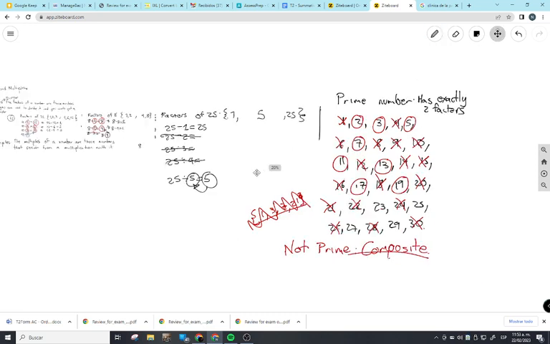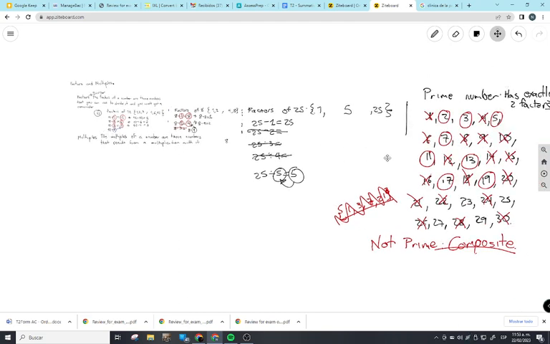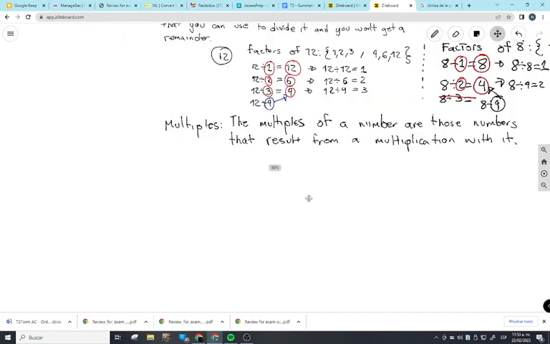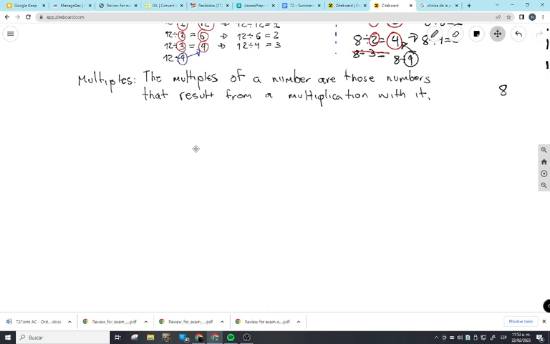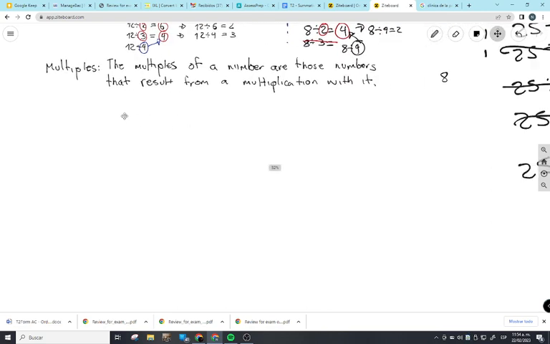Okay, but that's it for the concept of factors and also for prime numbers. Look at this beautiful increasing F letter. So let's go back to this definition that I had prepared. Okay, multiples. The multiples of a number are those numbers that result from a multiplication with it. So, excuse me, let me get rid of that 8. So, what do you mean, teacher? Well, it's easy. Remember, the multiples of a number are those numbers that result from a multiplication with it.